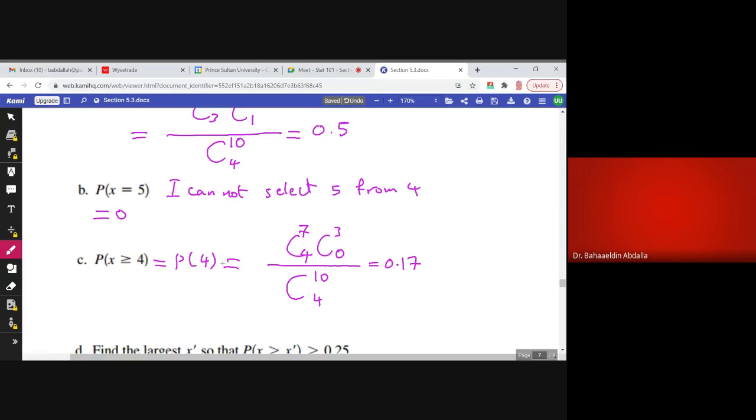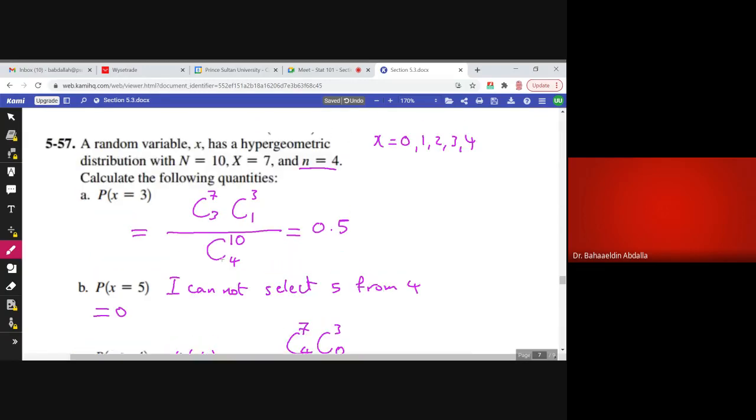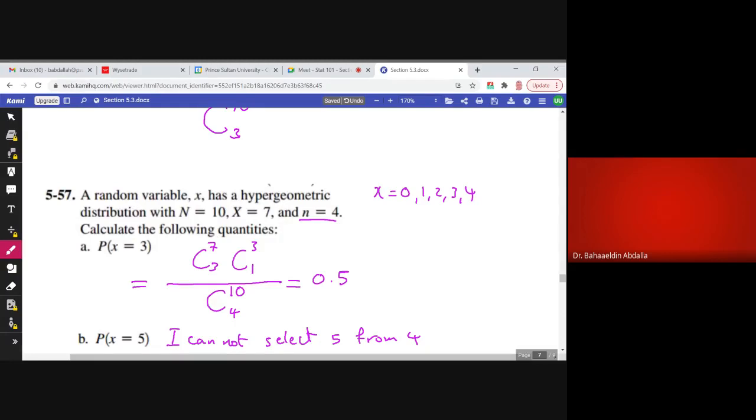Of course, he can ask a question like this. For example, find the probability distribution. Construct the probability distribution of this example. To construct the probability distribution, you need to write all the possible values of small x, and you can use the formula to find the probability of each one of them. This is the probability distribution in this case.